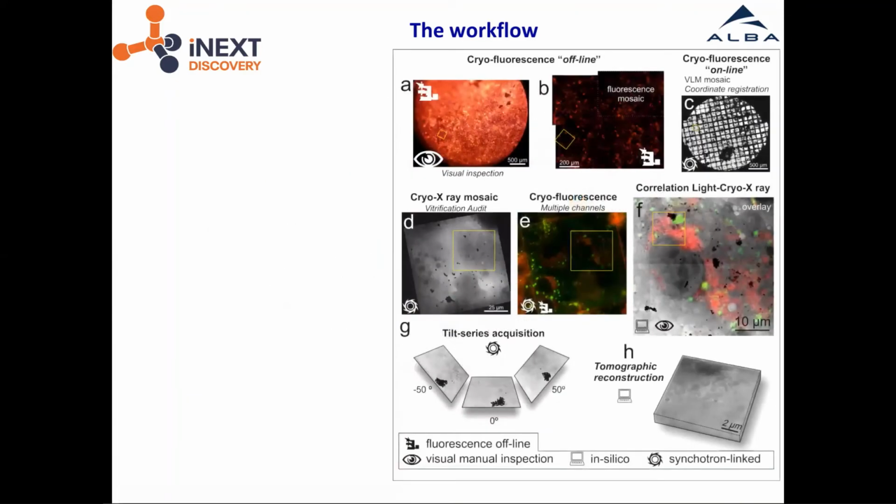This is again the same workflow, but with some images now. So we have a visual inspection of the grid. This is my top left image. Then you can do a fluorescence map.